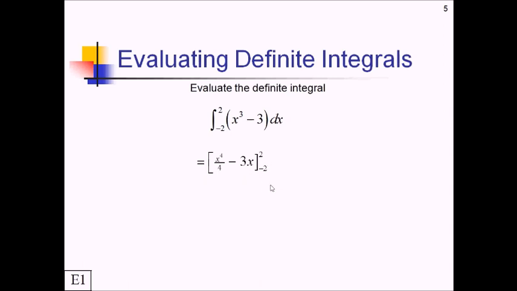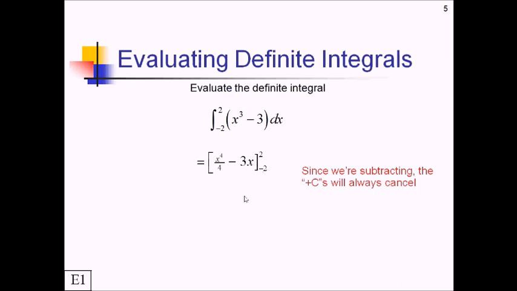Now, you might be wondering why I'm not putting the plus c in there that I always have to have with my antiderivatives. And technically, we could put it in there. But what I'm about to do is 2 plugged into all this stuff minus whatever all this is when I plug negative 2 in. Since I'm going to be subtracting two things and they're both going to have c's in them, those plus c's are actually going to always cancel in this situation. So although you could write them by convention, we never do.